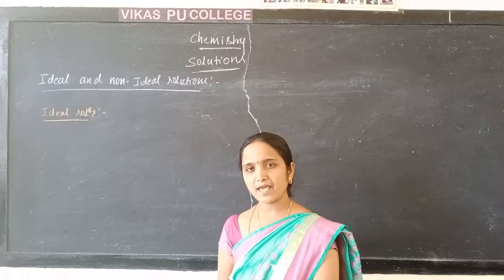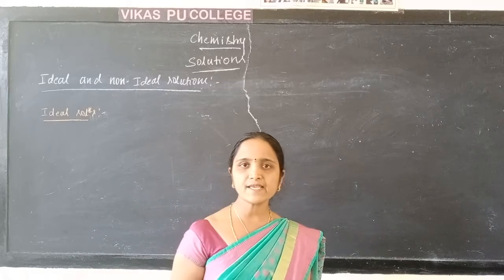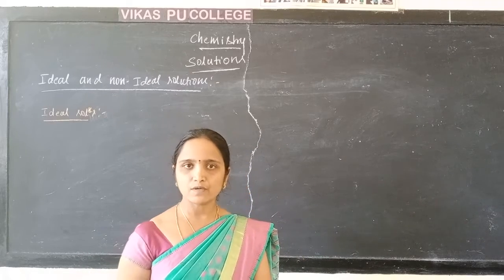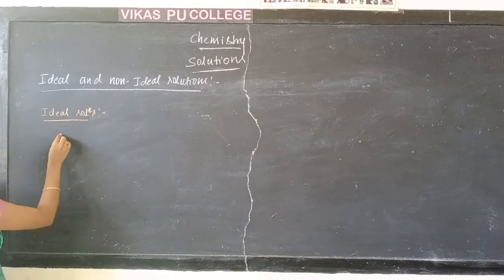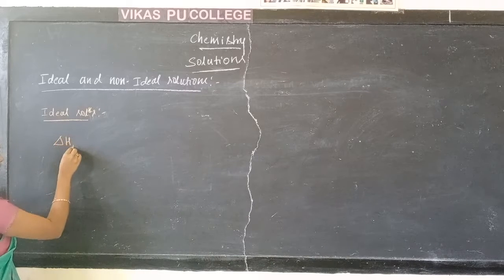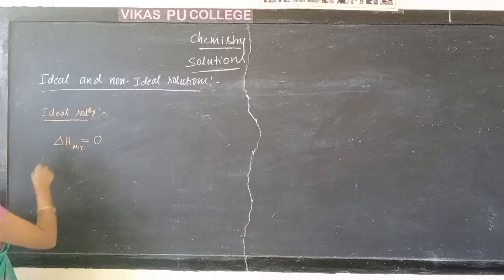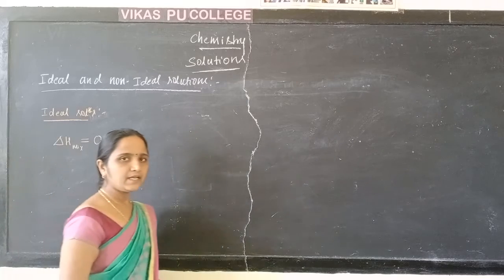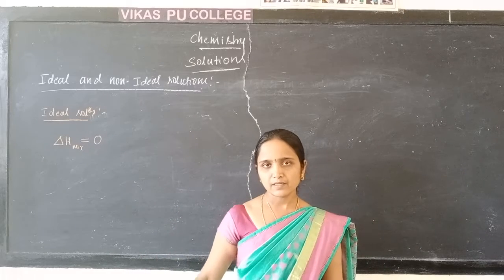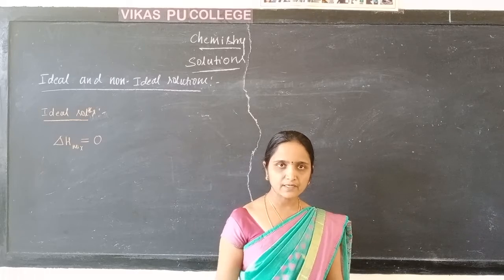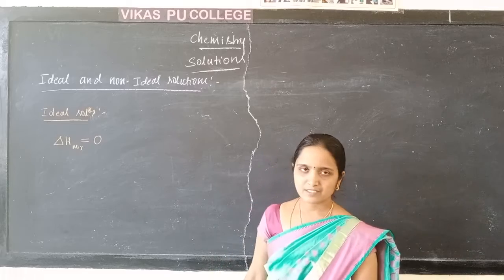Now we'll discuss the characteristics of an ideal solution. The first characteristic is that it obeys Raoult's law. Then, the enthalpy change of the solution is always equal to 0. It means the enthalpy does not change when the solute and the solvent form the solution. The change in the enthalpy is 0.